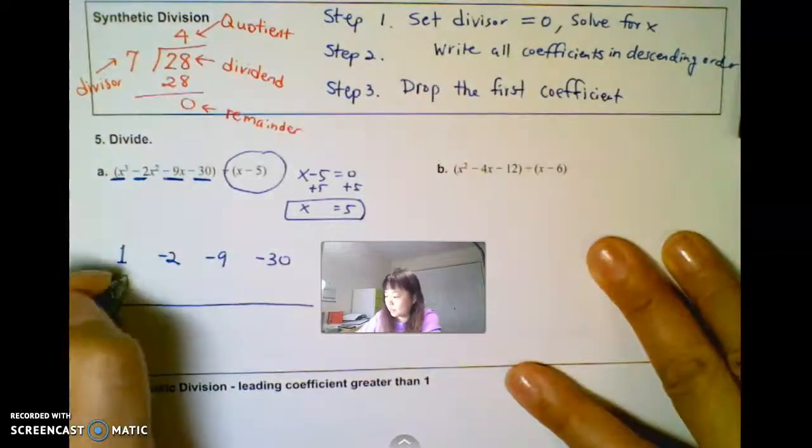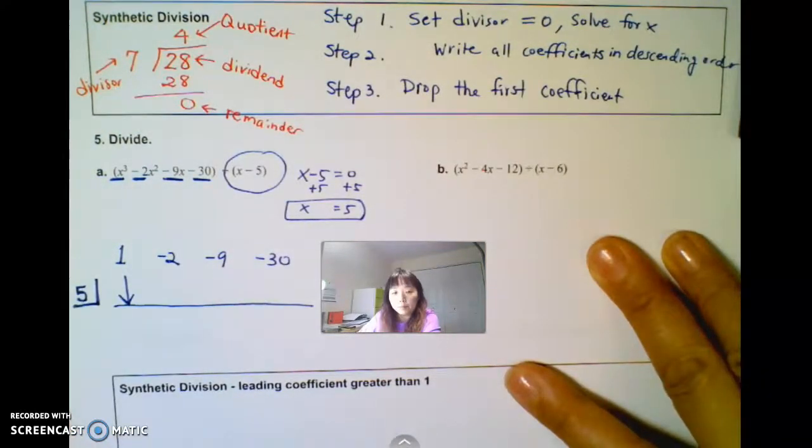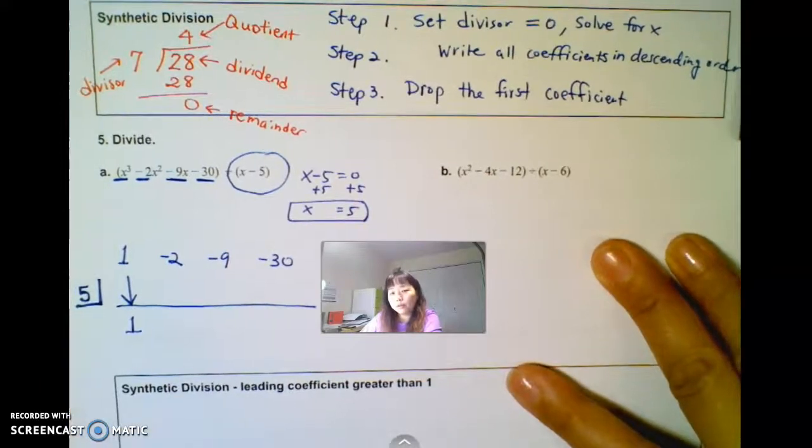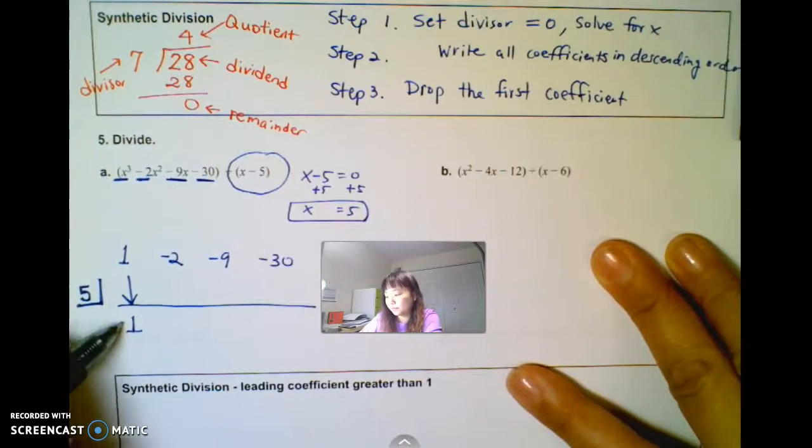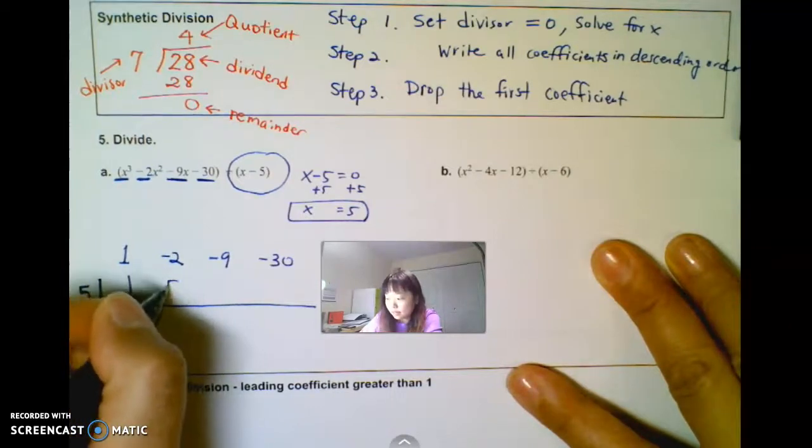So drop it. You drop it, it becomes 1. What do we do with that number? We actually multiply it. So 1 times 5, and you get 5, right? We put that in here.